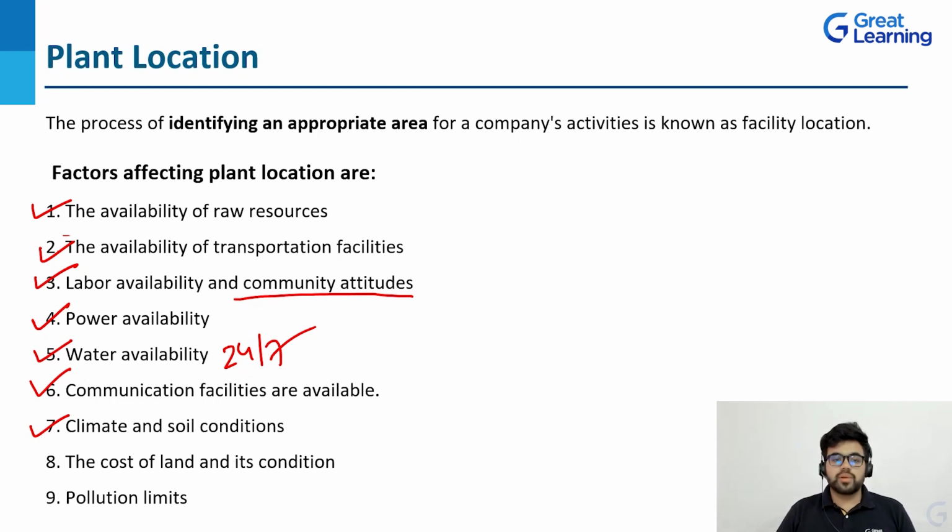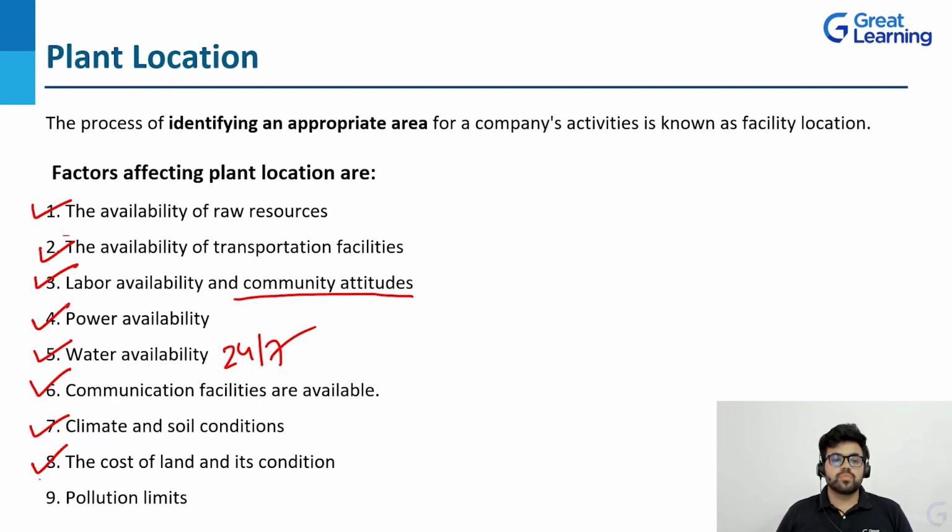Again, the most important aspect is the cost of land. You don't want the place in which your plant is to be too expensive. Generally what happens is the government gives subsidies. If you have a plant that is located far off from the city, they would give you subsidies to open up a plant, right? So these are also things that need to be considered while selecting a plant location.